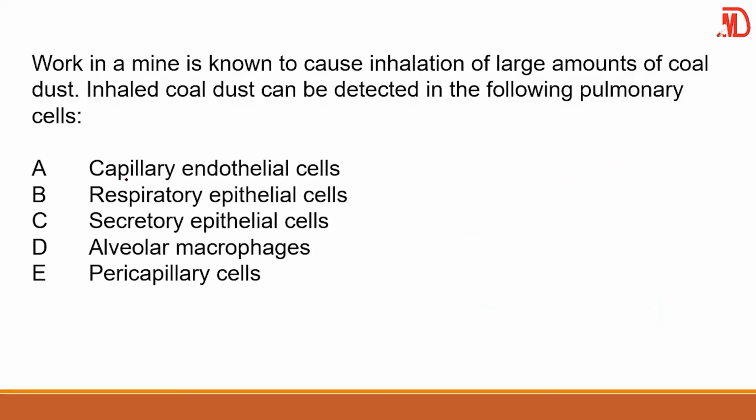Now, work in a mine is known to cause inhalation of a large amount of coal dust. Inhaled coal dust can be detected. What it means is that some cells can help us know that there is some problem going on there. And what comes to your mind? Of course, the alveolar macrophages. Yeah, we've talked about this before. I think it's in the 2015 booklet. Alveolar macrophages.